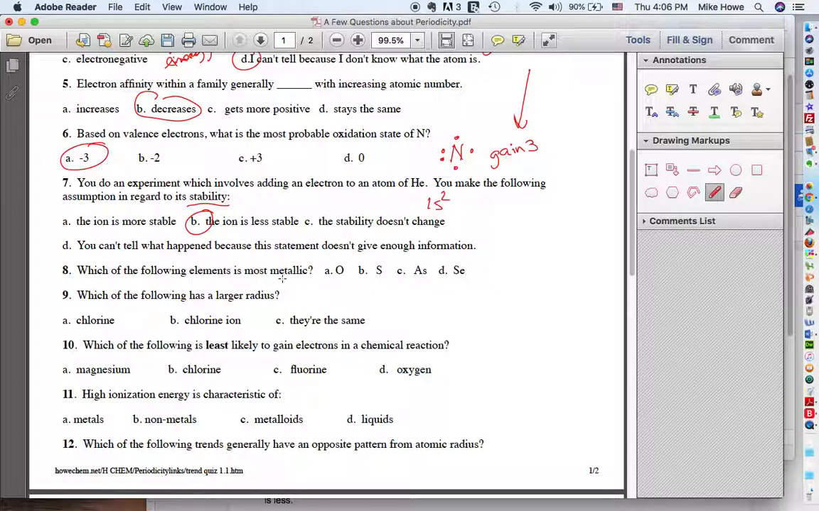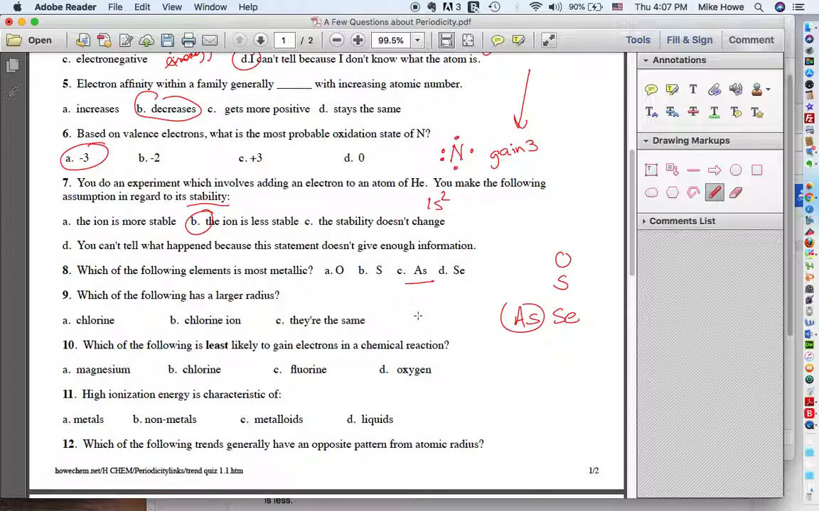All right, number 8, which is the most metallic. Most metallic would be the one that's the biggest. So you look at your size trends. Here they are roughly. You got O, you got S, you got arsenic here. Oops, take it back. That's not where arsenic is. So let's erase that. O, S. Selenium is down here. And then arsenic's over here. So which one of those is the biggest? Remember, size increases as you go down, and size increases as you go left. So arsenic will be the biggest, and it's the most metallic, even though it's not a metal.